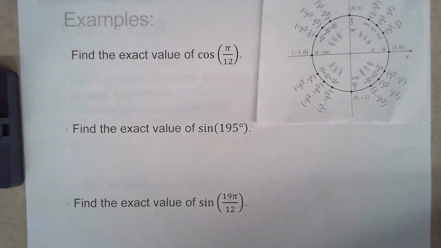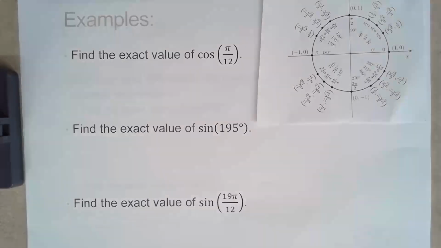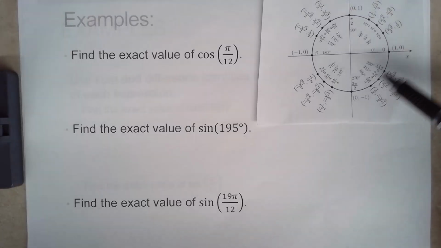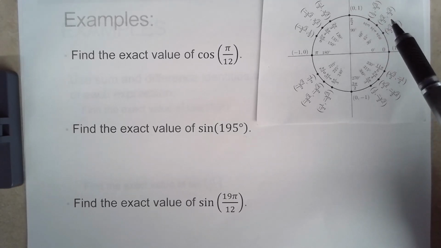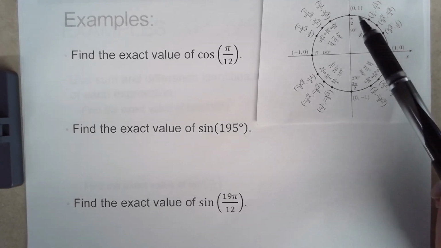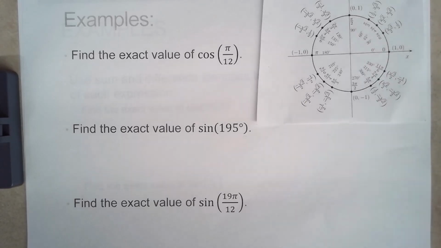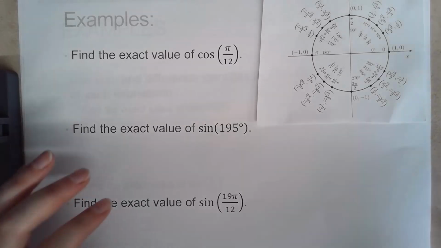If the pi twelfths is giving you a hard time, like sometimes it's hard to see, these ones we could change all to pi twelfths. So this pi 6 would be 2 pi twelfths, 3 pi twelfths, 4 pi twelfths, and so forth. So this would be 6 pi twelfths, and you could do that. If that's hard for you, change it to degrees.